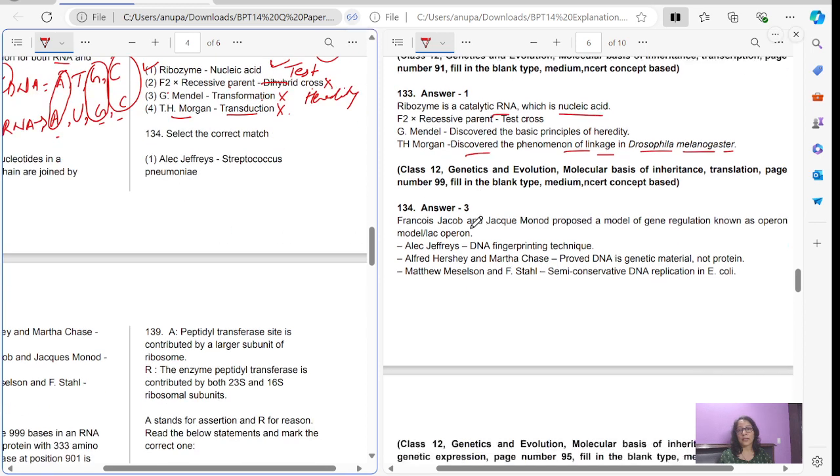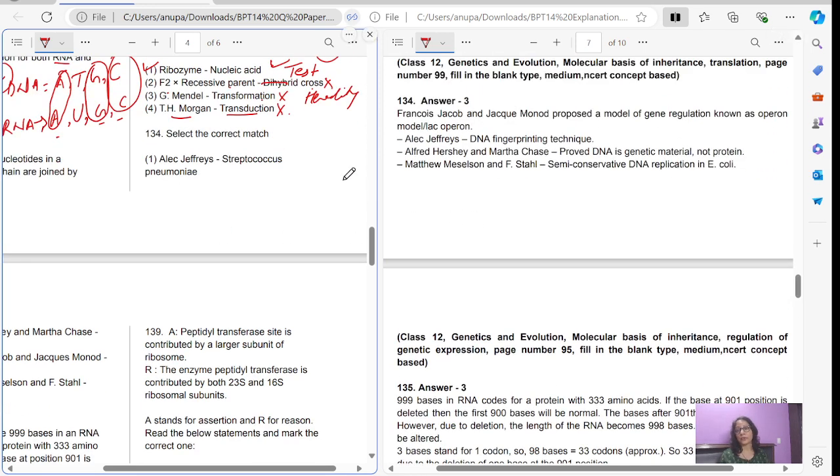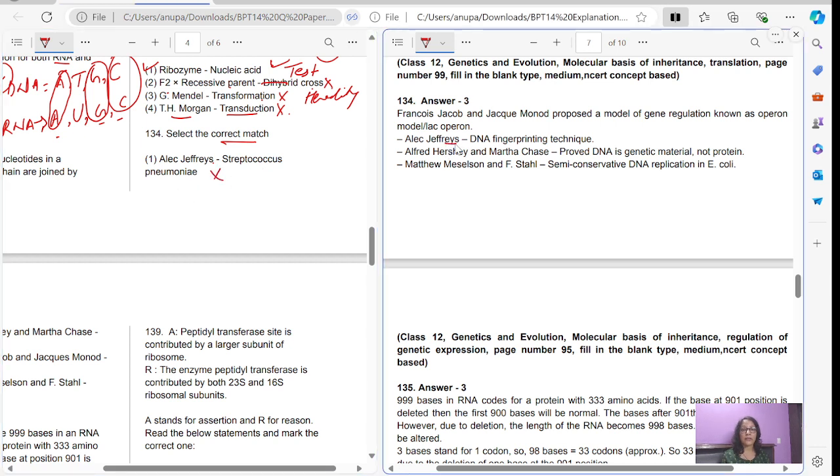Now let's move to the next question, that is question number 134. It states: select the correct match. Here also some matches are given and we have to select the correct match. So let's start with option 1. Option 1 states that Alec Jeffreys is related with Streptococcus pneumoniae. This is the incorrect match because Alec Jeffreys discovered the DNA fingerprinting technique. He is related with this. So this is a wrong match.